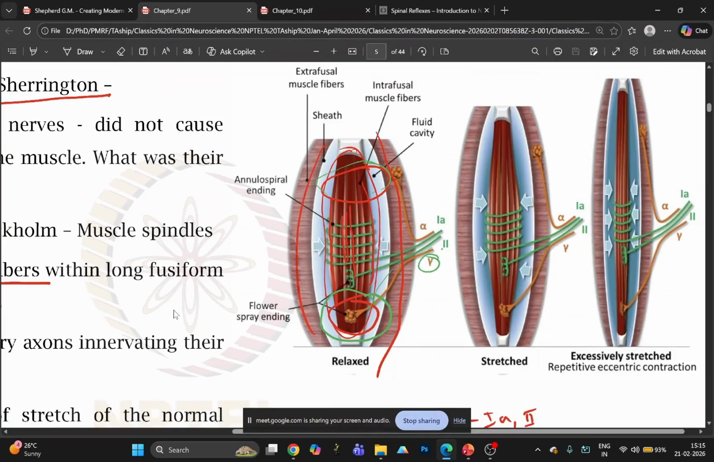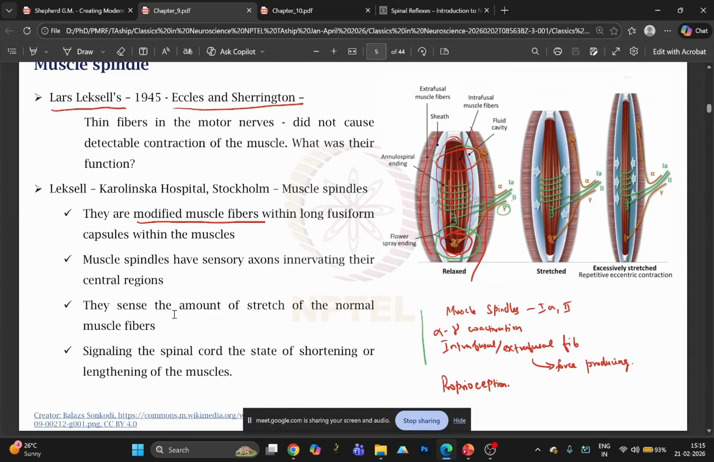So Leksell was the one who found this out. That's why they think of it as the signaling to the spinal cord regarding the state of shortening and lengthening of the muscles, as well as the information about the muscle contraction. And why this is important is because there are certain cases, for example in spasms, where there is excessive stretching and repetitive muscle contraction. So there are disease conditions in which the relevance of this is very important.